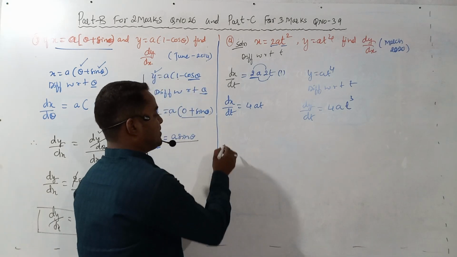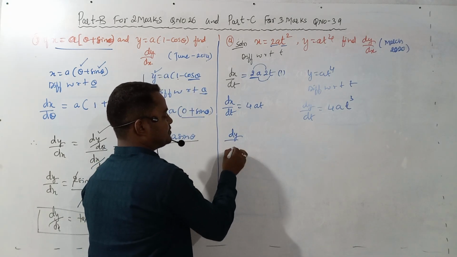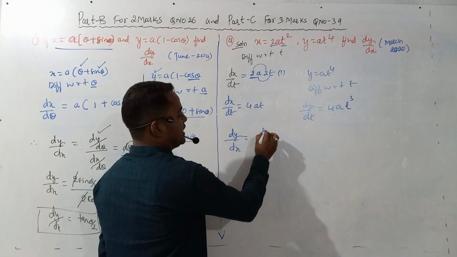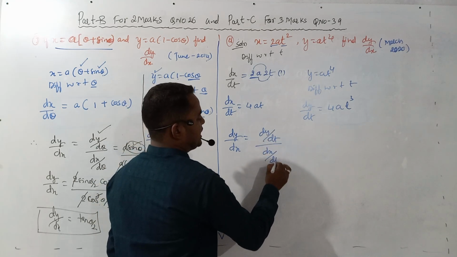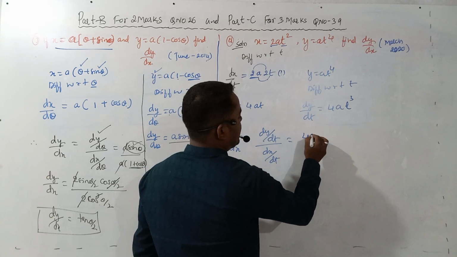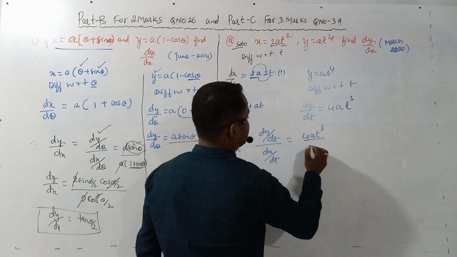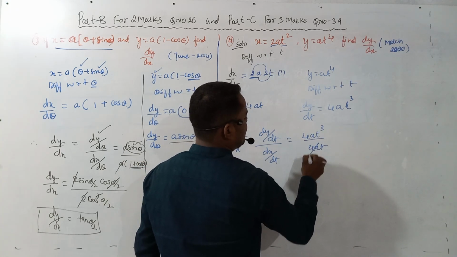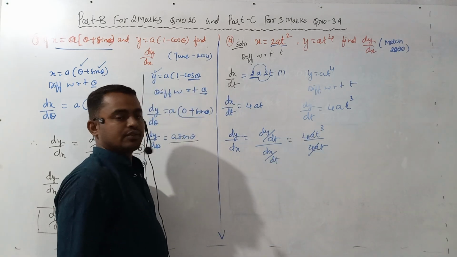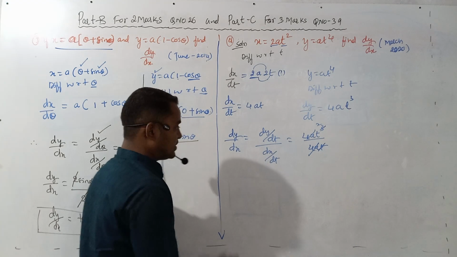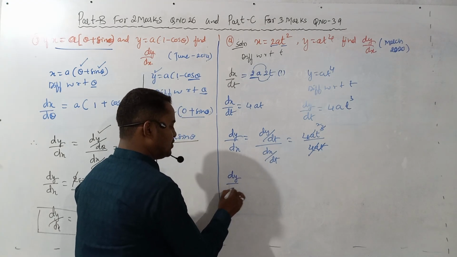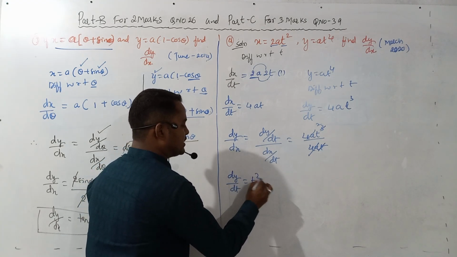Yes. dy by dx is equal to dy by dt divided by dx by dt, that is equal to 4at cube divided by 4at. 4a cancels 4a, and one t gets cancelled. t square remains here. Now dy by dx is equal to t square. This is the final answer.